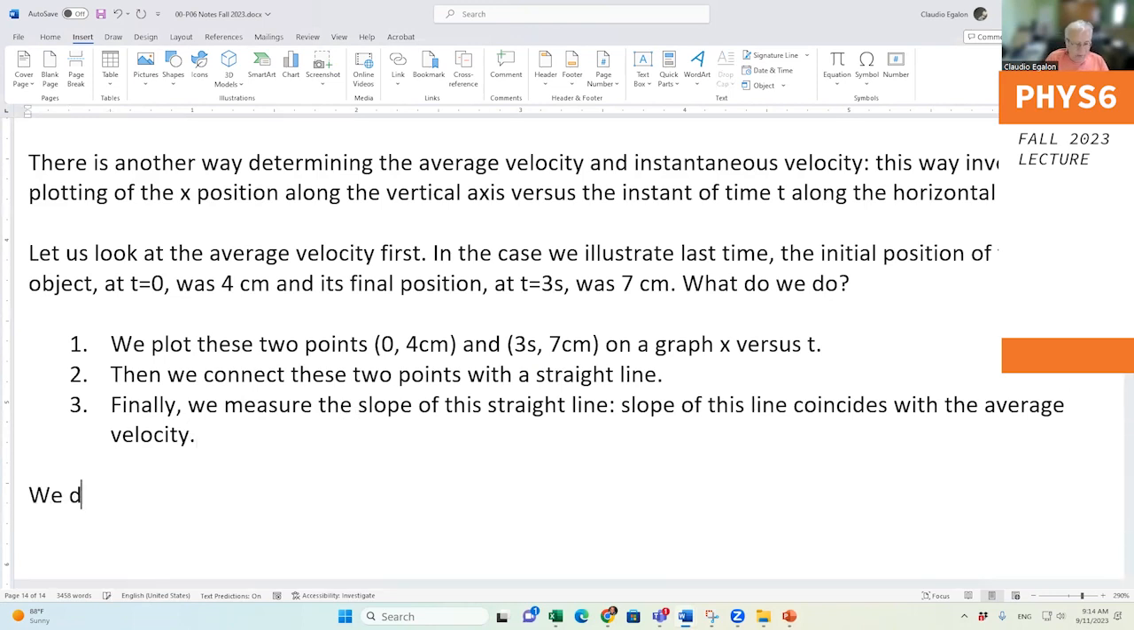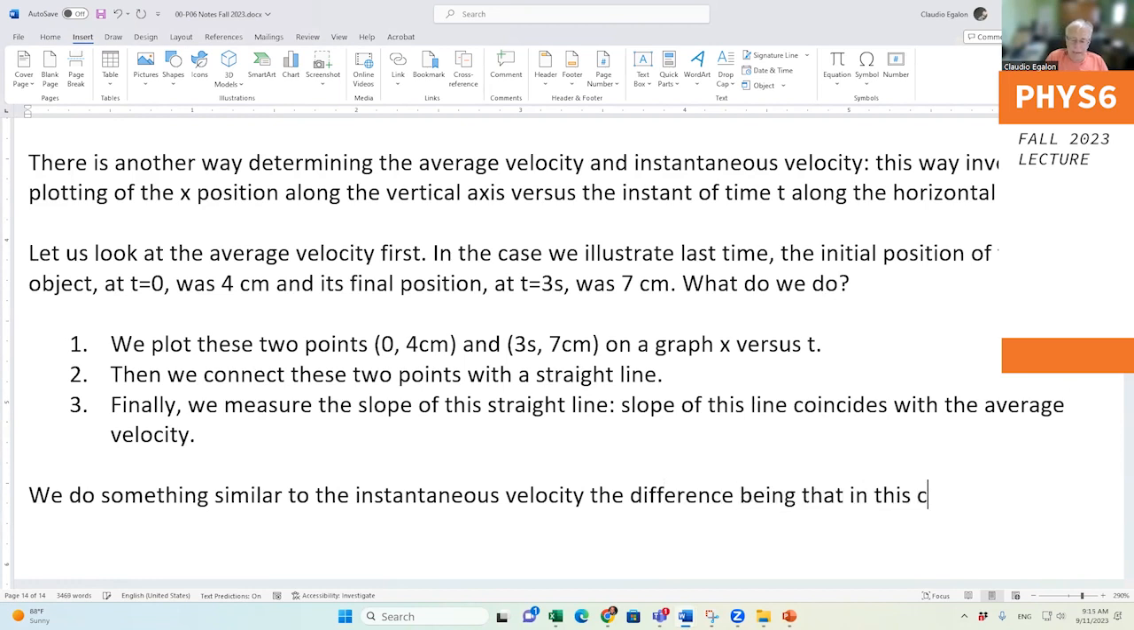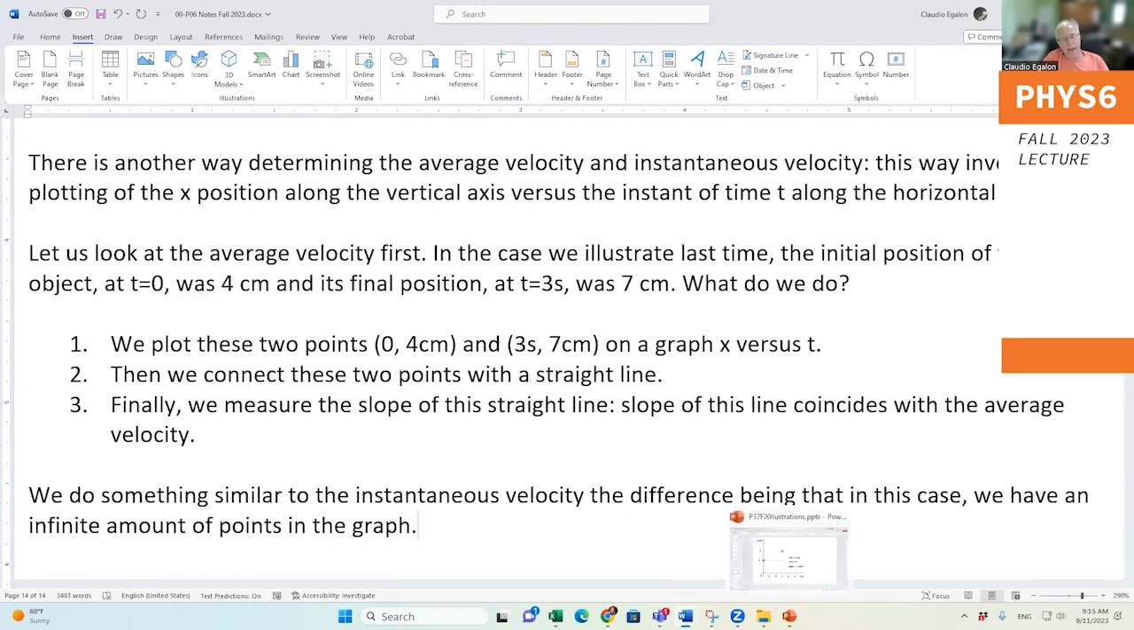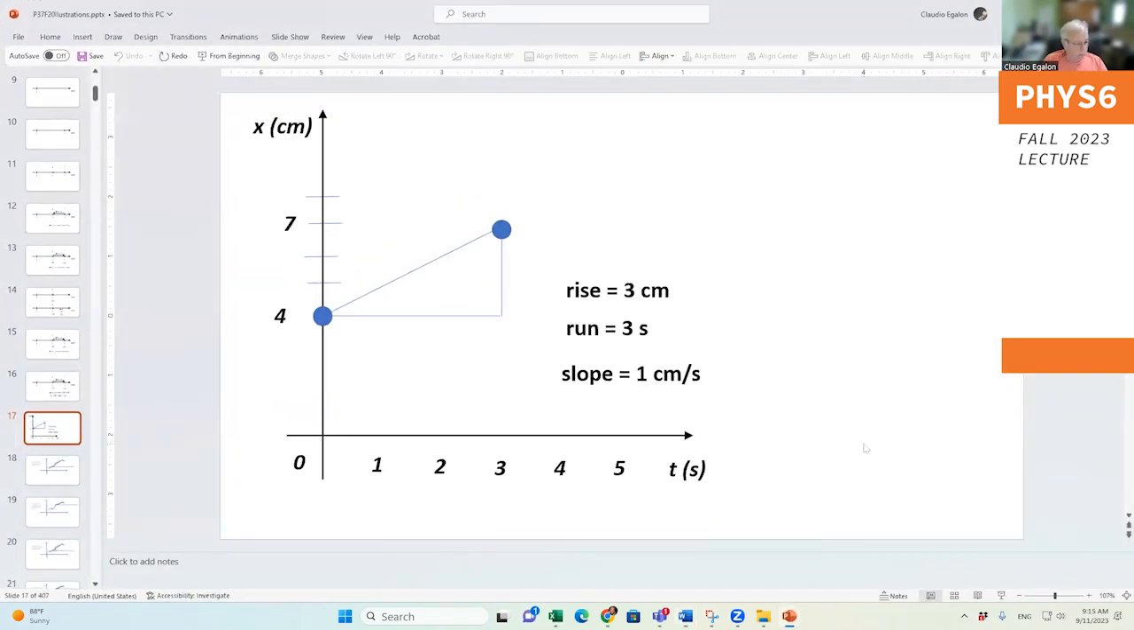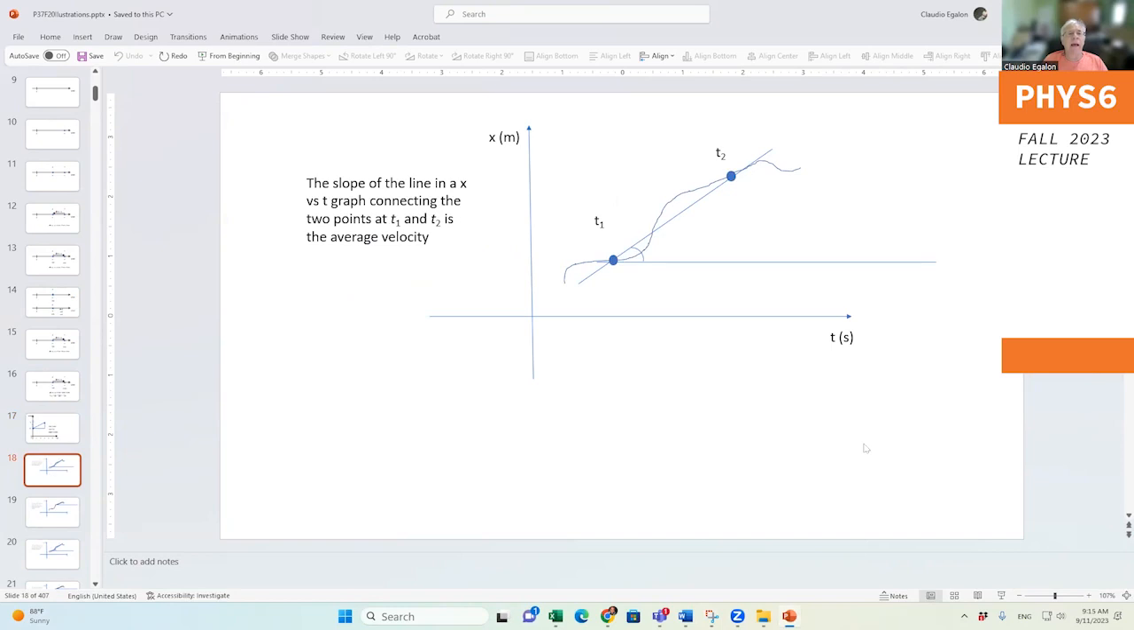Okay, we do something similar to the instantaneous velocity, the difference being that in this case, we have an infinite amount of points in the graph. For the average velocity, we have a finite amount of points in the graph, but for instantaneous velocity, we must have an infinite amount of points.